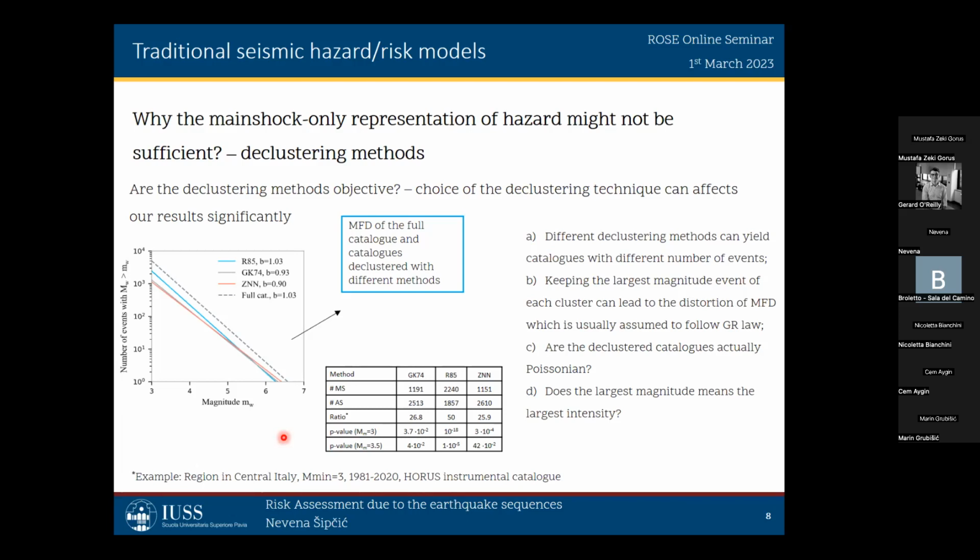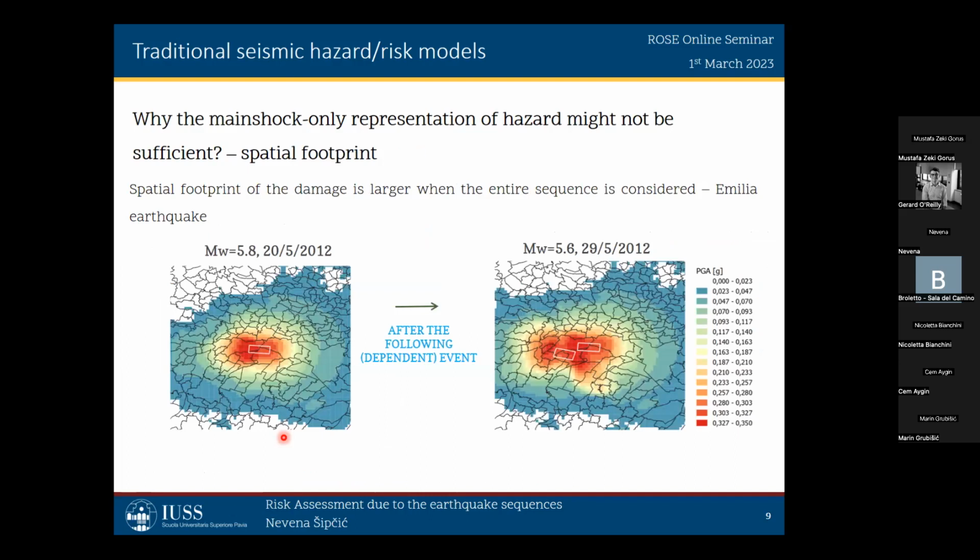Another reason, so the first reason why the main shock only representation of hazard might not be sufficient are the declustering methods. The second reason has to do with the assessment when we have a portfolio of structures. For example, this is relevant for the insurance companies. When we look at only main shock events, then the spatial footprint is much smaller in some cases than when we have a sequence of events.